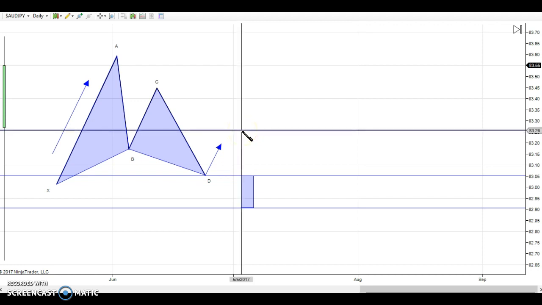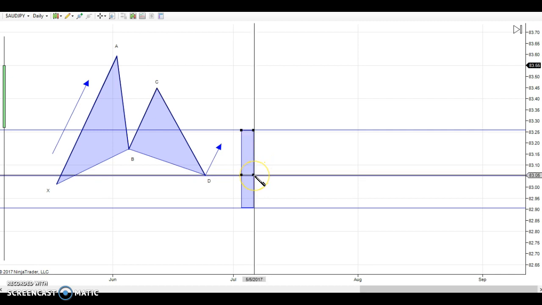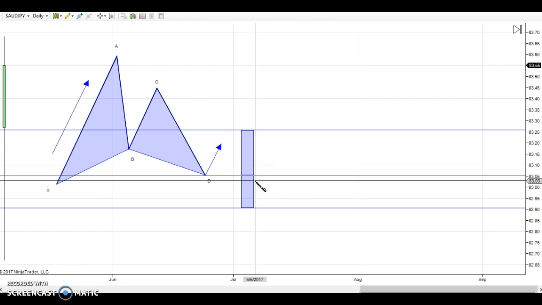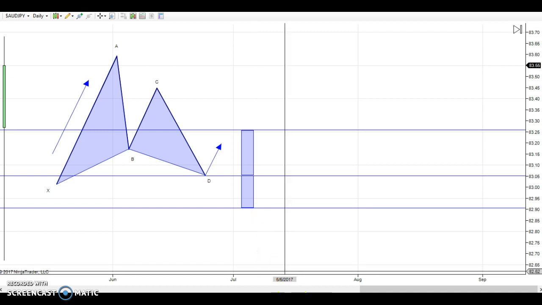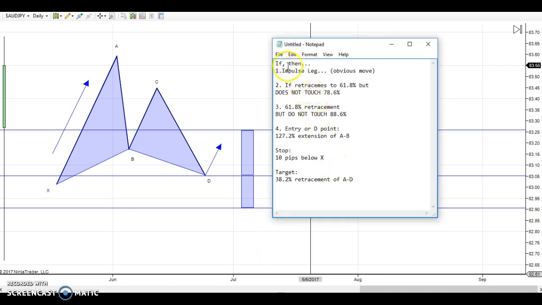You still want the same retracement up by 61.8. Don't want to touch the 78.6. Same retracement back down for that B leg. Same rules, it's just inverted. Just flip this 180 degrees, rotate it. But yes, same exact rules, same target, same stop loss.